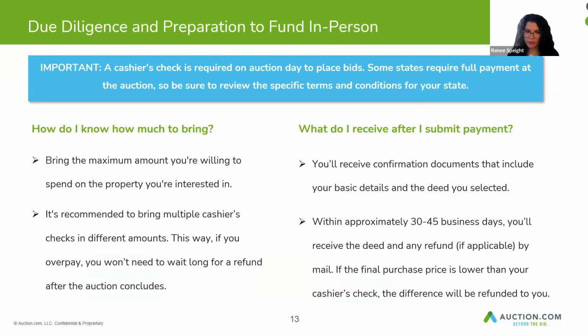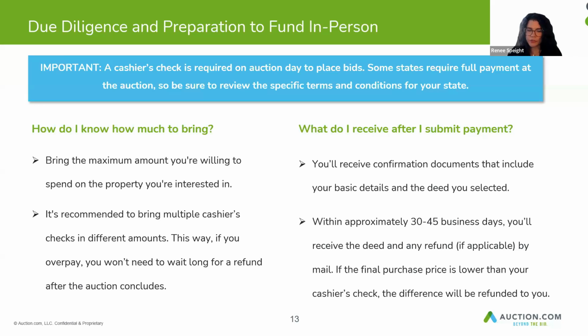First things first, how do I know how much to bring? Very common question. Bring the maximum amount that you're willing to spend on each property that you're interested in. We recommend bringing multiple cashier's checks in different amounts because this will give you the flexibility and ensure that you won't have to wait long for a refund if you overpay at the auction.